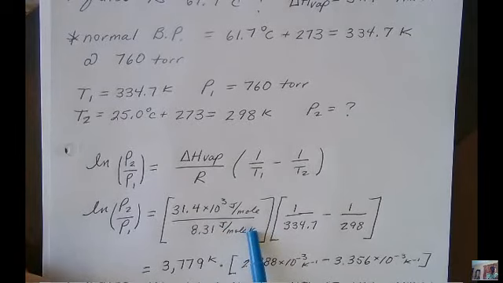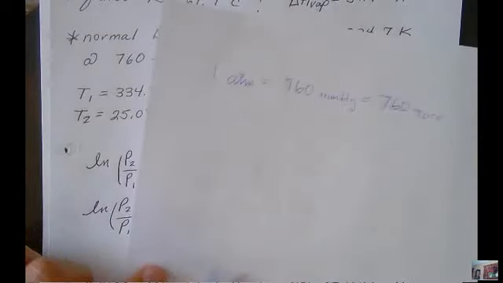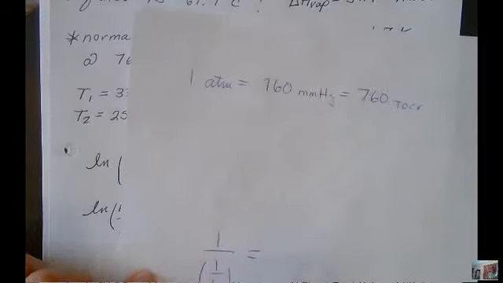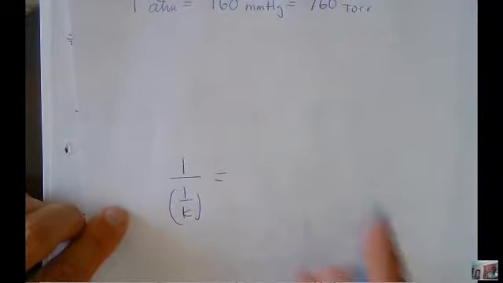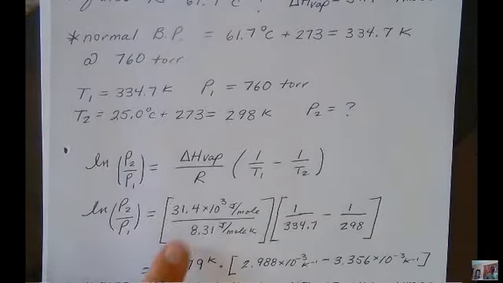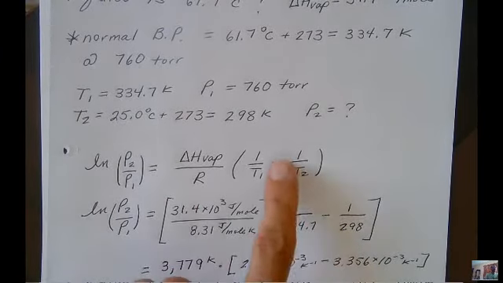over Kelvin. All right, division is the same thing as multiplication by the reciprocal. So that turns out to be Kelvin. So this thing over here has the units of temperature. So if you do all that work, you get 3,779 Kelvin.